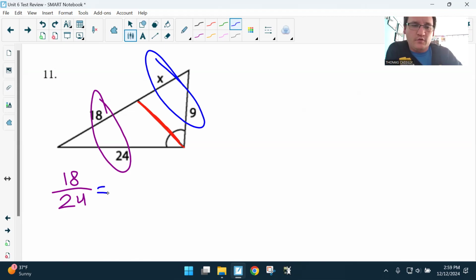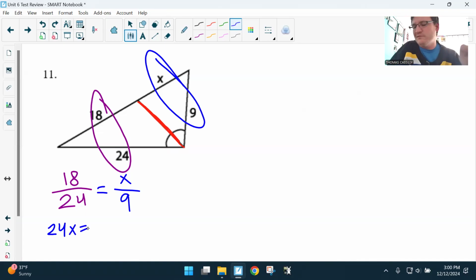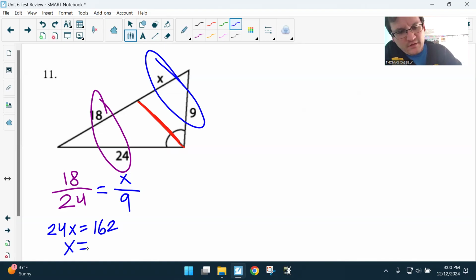So I'm going to say 8 over 24. Well, hey, that is proportional to x over 9. Right? And then we solve it. So yeah, 24x equals, I have no idea what that is. I could probably figure it out. 18 times 9, it's 162. All right, divide both sides by 24. 162 divided by 24, that gives me 6.75. All right, so that's option number one.